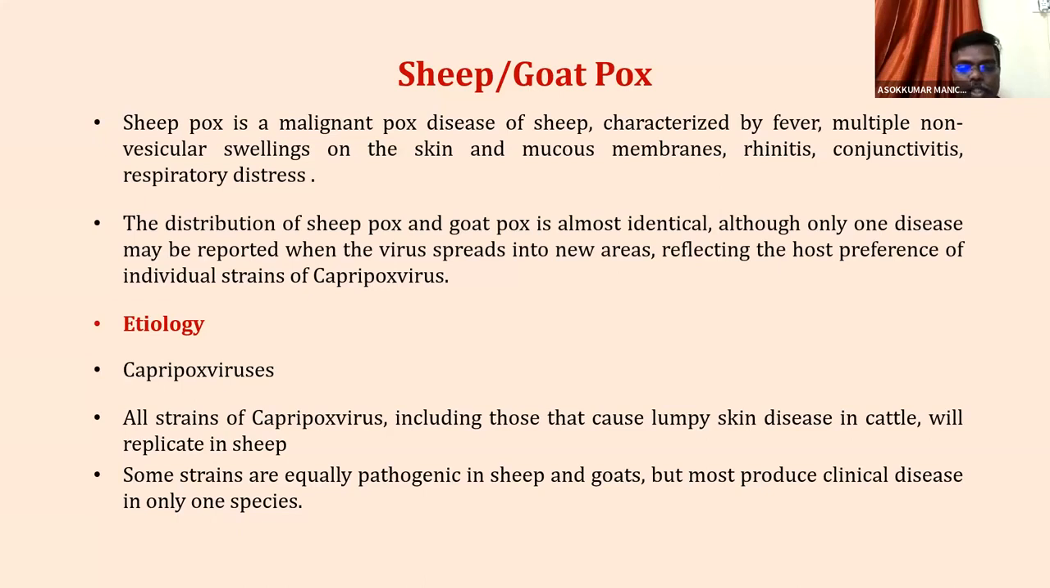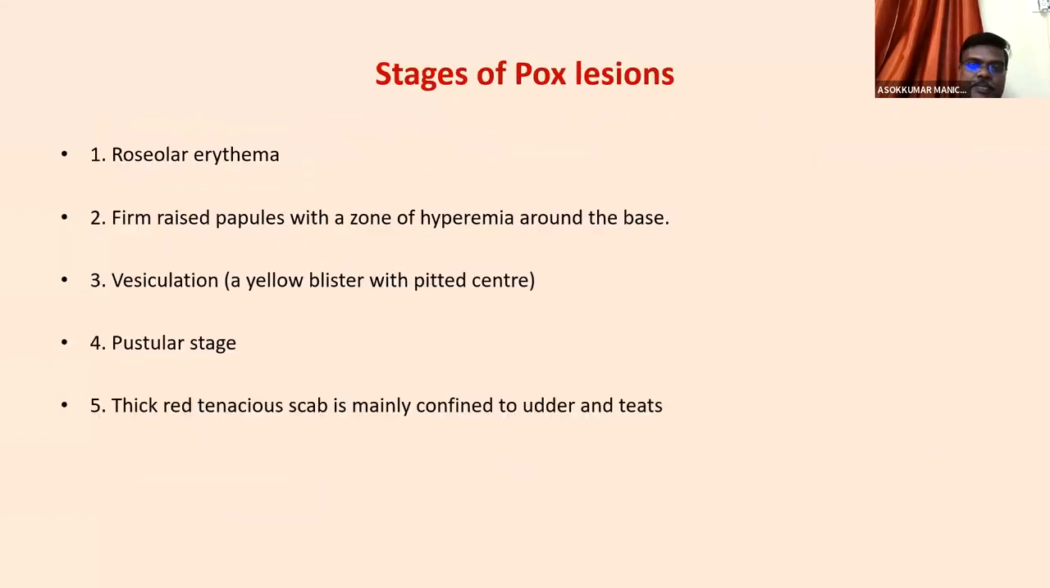Some strains are equally pathogenic in sheep and goats. There are certain strains, for example the Kenyan strains, which have the same tropism towards both species, that means sheep and goats, but most produce clinical disease in only one species.